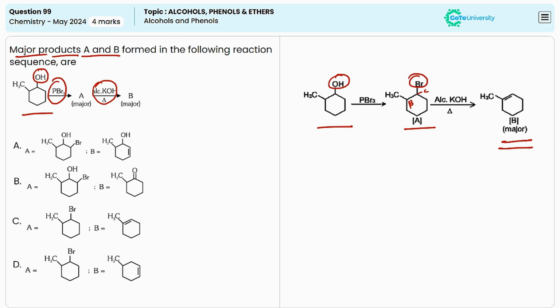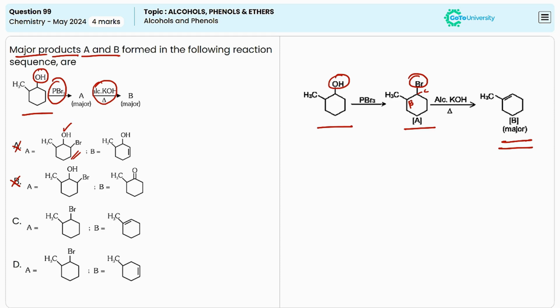Now let's come to the options given here. In the first option, the hydroxyl group is still there and bromine is substituting some other hydrogen atom from the ring. This is wrong. In the second one, we could see again the same as that of option A, and the product B is given as a ketone. This is also incorrect.